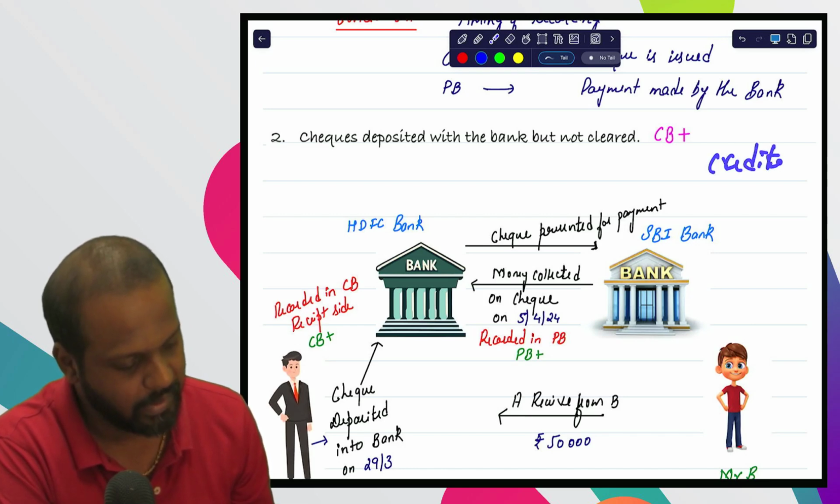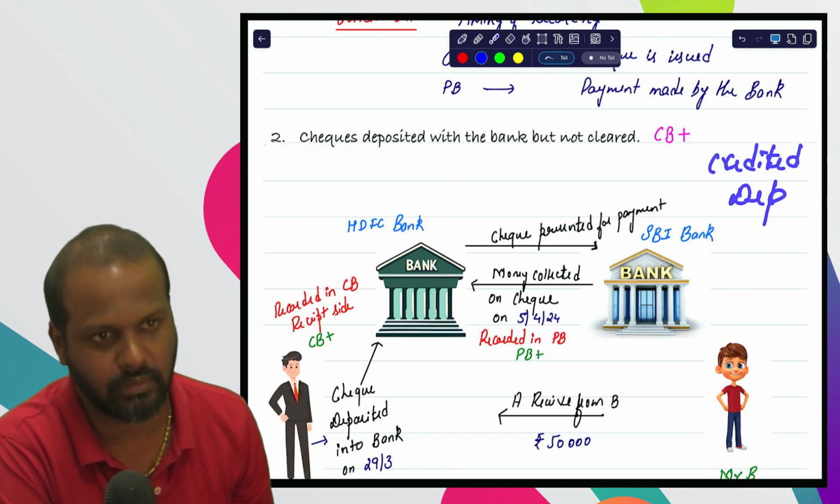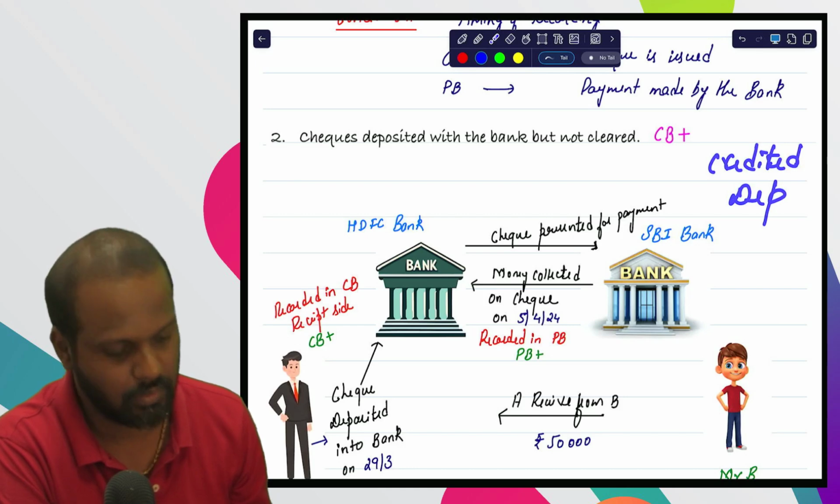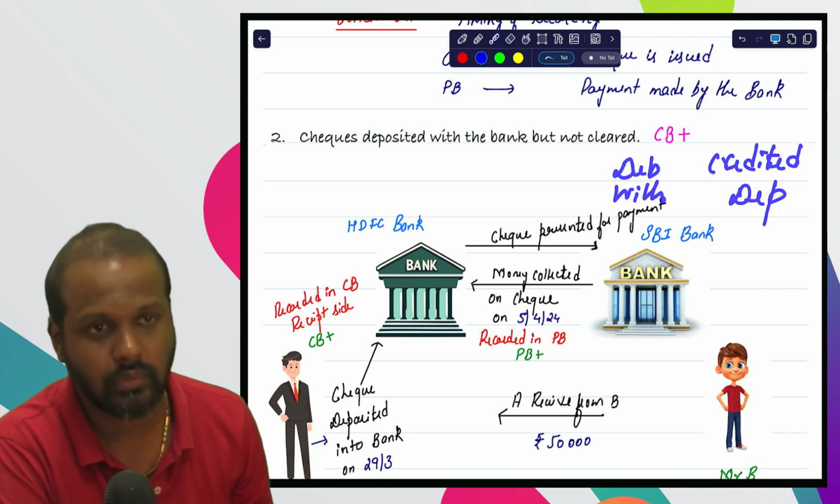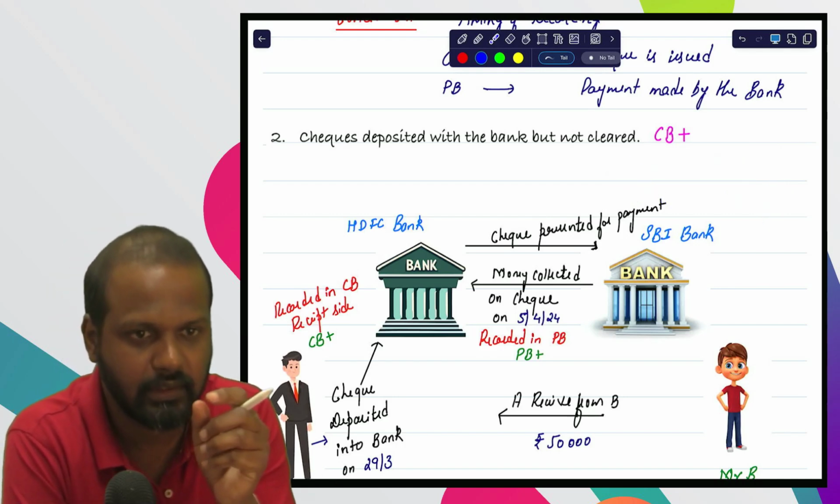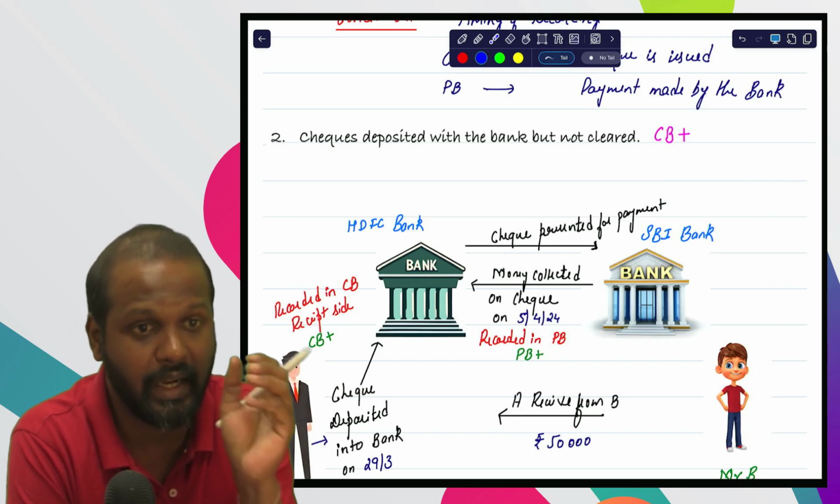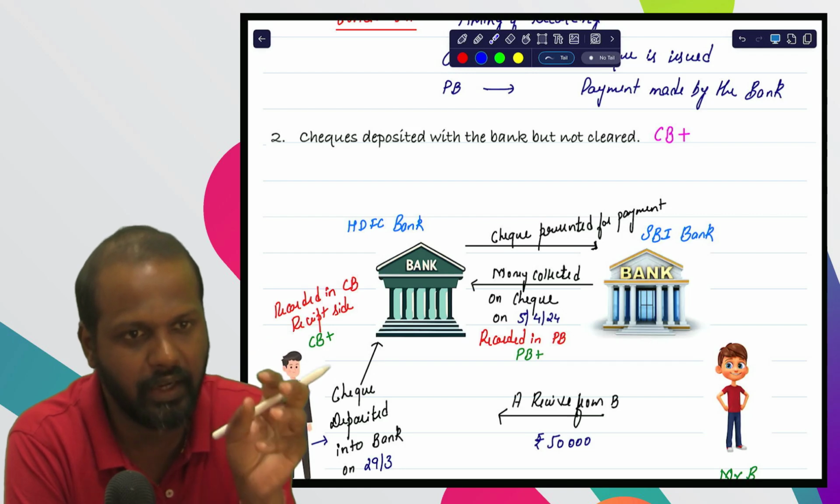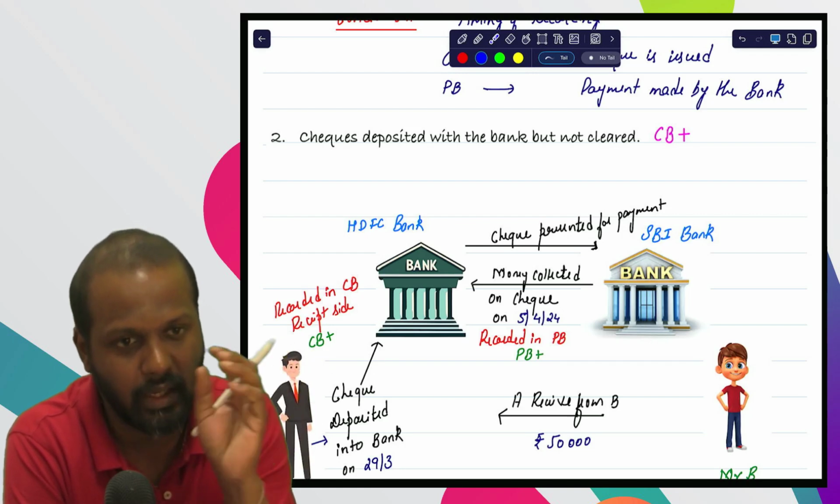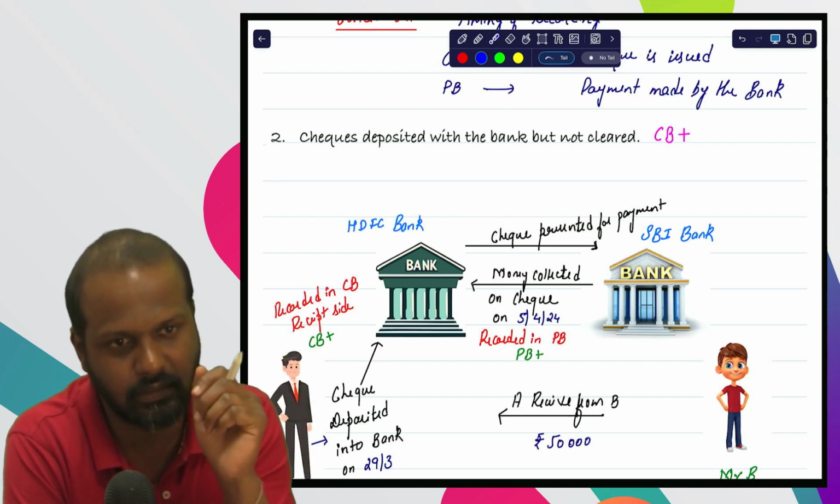So what do you mean by credited? In passbook, credited means deposit. Credit side we write deposit. In passbook, debit side we write withdrawals. So whenever I say your passbook is not credited, it means they have not yet done plus in the passbook. Credited means deposit, plus. Debited means withdrawal, minus.